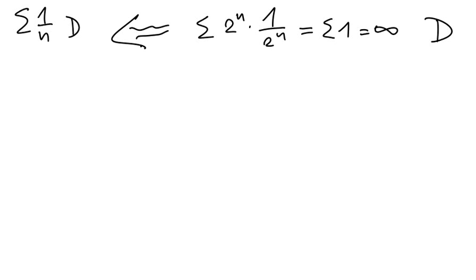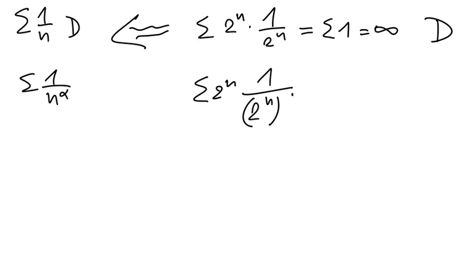Or more generally, 1 over n to the alpha. So we take the condensation criterion, which is 2 to n times 1 over 2 to n to the alpha.